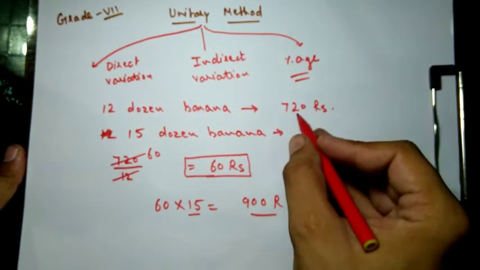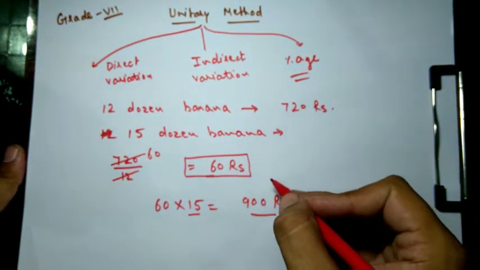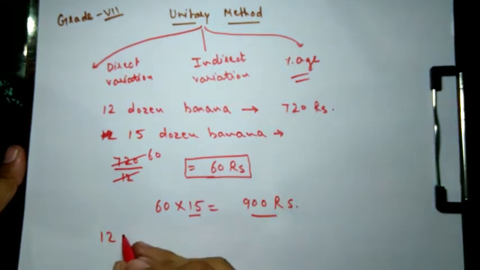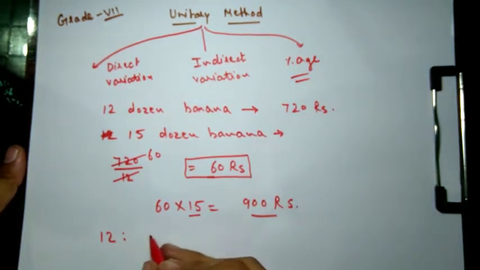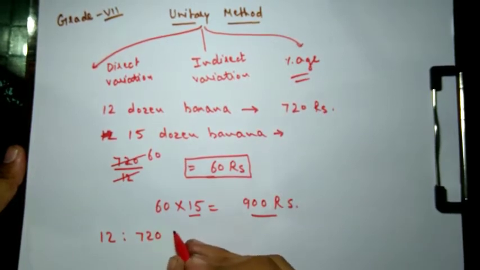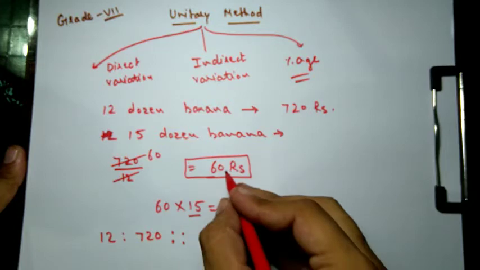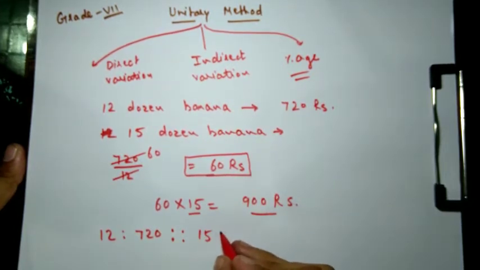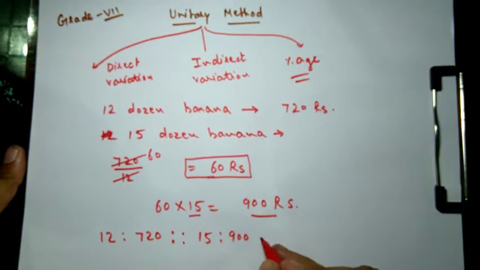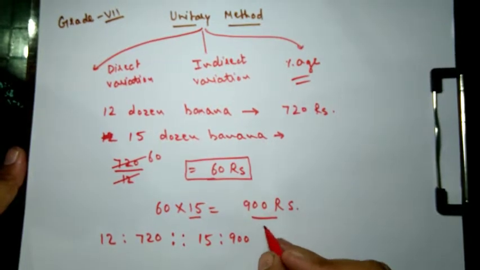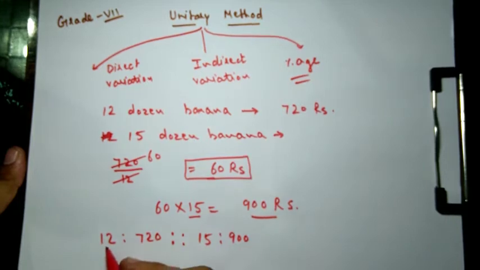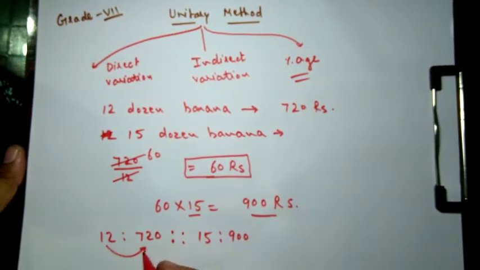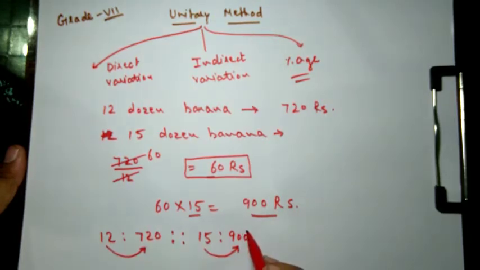So if we want to convert this in the form of proportion, then we can write 12 dozen of bananas cost is 720, that is proportional to 15 dozen of banana cost is 900. Okay. So here you can see that 12 dozen bananas cost 720 and 15 dozen bananas cost 900, right?